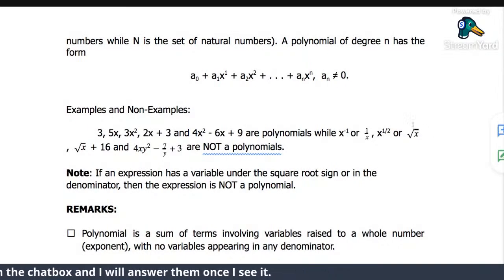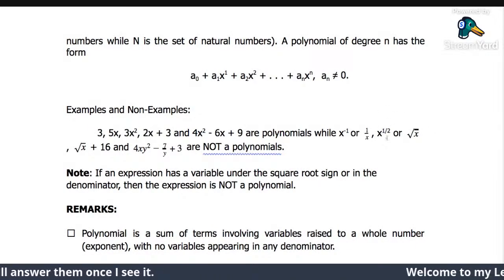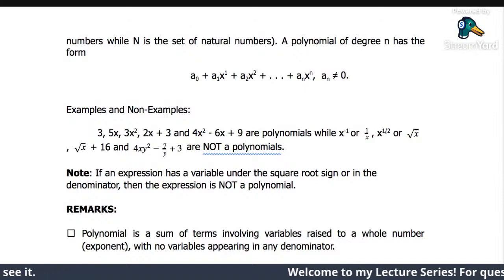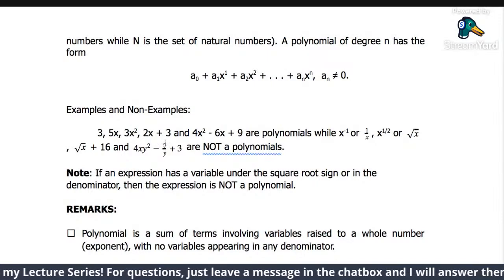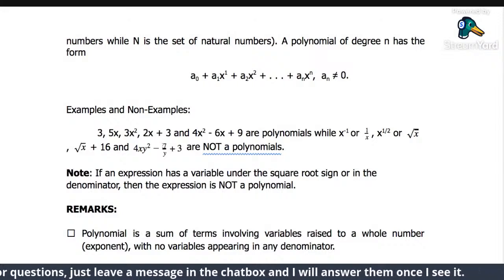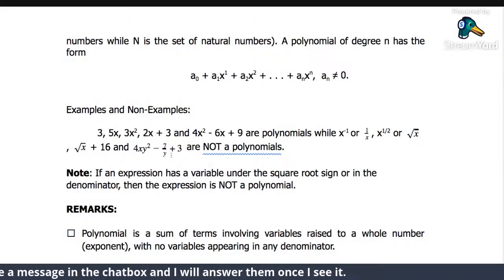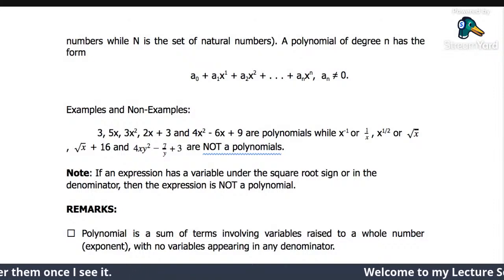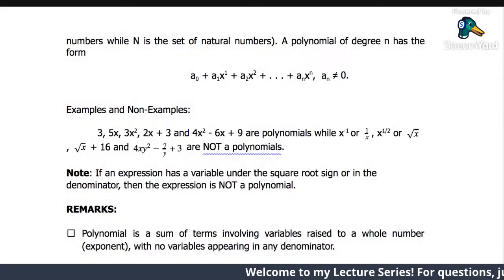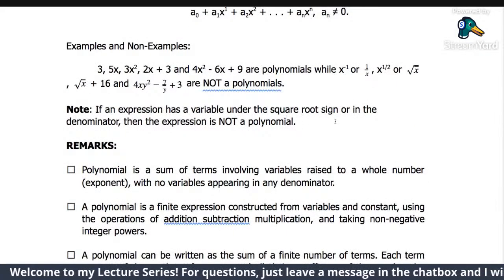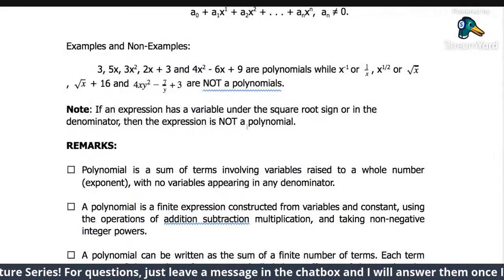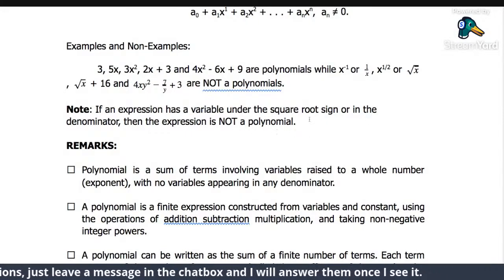We know that the square root of x written in exponent is x to the 1 half, and 1 half is not an element of natural numbers. The same is true here for 4xy squared minus 7 over y. We know that 7 over y when expressed in exponent is 7y to the negative 1. So that exponent is not an element of the natural numbers. Therefore, they are not polynomials. Okay. If an expression has a variable under the square root sign or in the denominator, then the expression is not a polynomial. Okay.